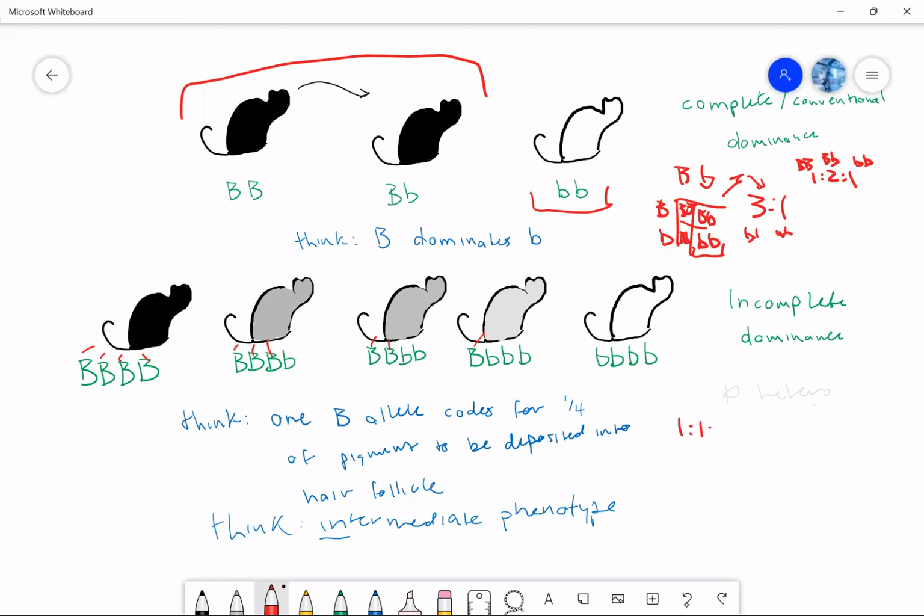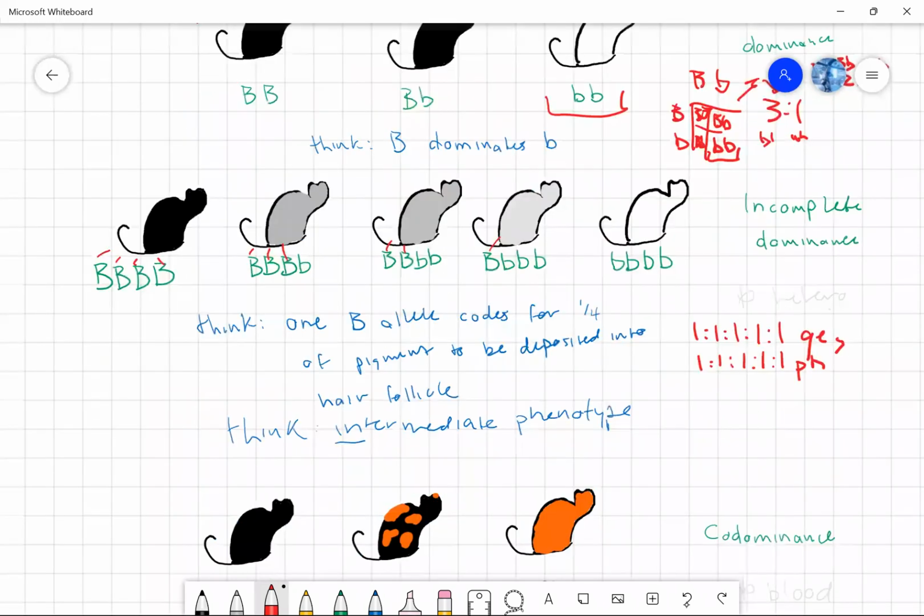So we see a 1 to 1 to 1 to 1 to 1 genotypic ratio, but because we see a series of intermediate phenotypes, every genotype creates its own unique intermediate phenotype that is somewhere in between the homozygous recessive and homozygous dominant phenotypes. And so we also see a 1 to 1 to 1 to 1 to 1 phenotypic ratio. So with incomplete dominance, the genotypic and phenotypic ratios are identical. And yet, in this instance, think of every capital B allele contributing 25% of the possible melanin into a hair follicle. And, intermediate, incomplete.